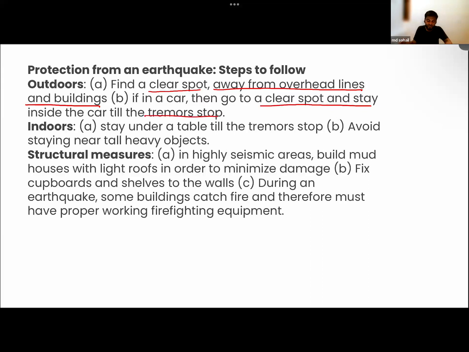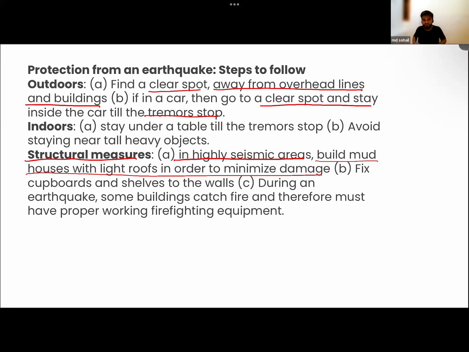Right. What if the person is in his house? Then he should protect himself and his family and friends under a heavy table or heavy furniture, right? And one needs to avoid standing near tall and heavy objects. So structural measures, as I said, in highly seismic areas, meaning those areas where seismic activities are active: build mud houses with light roofs in order to minimize damages.